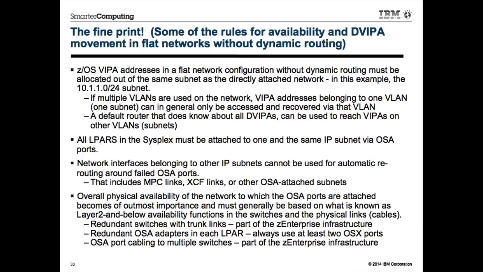So if you're attached to two different subnets, OSAs can only be recovered from the subnet that they're in. So in the previous pictures, if there had been like a 10.7 network, you wouldn't be able to recover that one. In a flat layer 2 network, you have to recover to the same subnet. Everything happens within the subnet. So it does have some limiting.